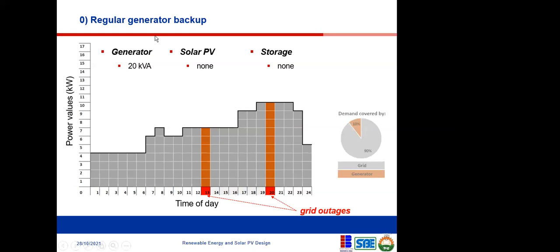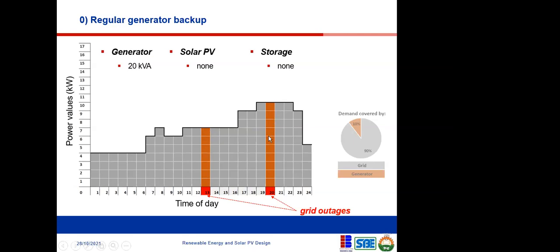Now look at the first situation here. You have a generator of 20 kVA, you don't have a solar panel, and you don't have any storage. So all your supply is coming from the grid. At this point, this 13th hour, which is actually 1 o'clock, the grid fails. When the grid fails, you're in darkness, you don't have any power supply. The same thing also happens at 8 p.m.